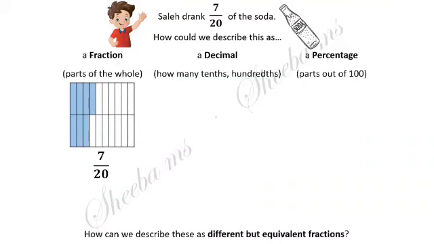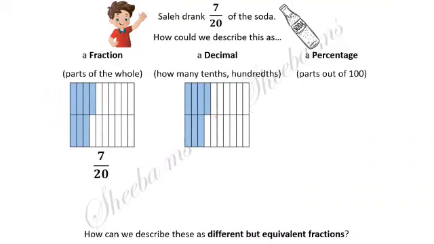Out of 20, we will make it into 100 means how? Like this, 35 by 100. So out of the 100 parts, 35 are shaded here. So we can write it as a decimal, 0.35.